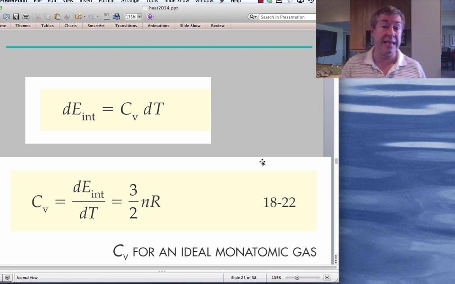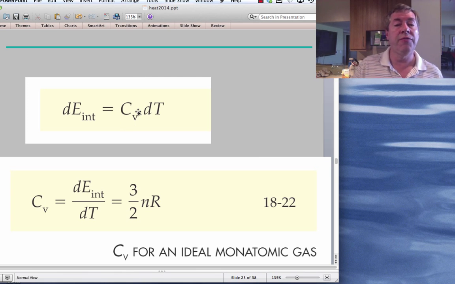Here is the definition of the heat capacity, C, for a gas. Remember, in the table I started the lecture with, we had the heat capacity for solids and liquids, and that was fairly complicated. It depends on the detail of the solid and liquid.